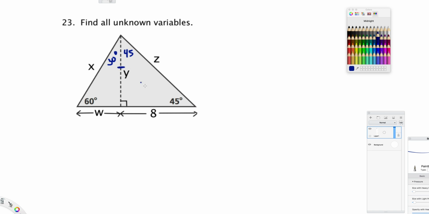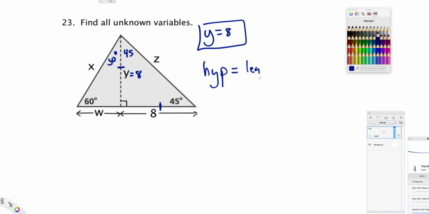So don't we know the legs of the 45-45-90 are congruent? So if this is 8, y has to be 8. So that's done. That's easy. And we know that the hypotenuse of a 45-45-90 is leg root 2. So that's z. So z equals 8 root 2. That's done.